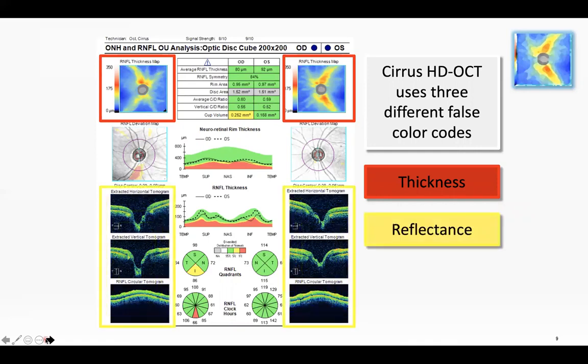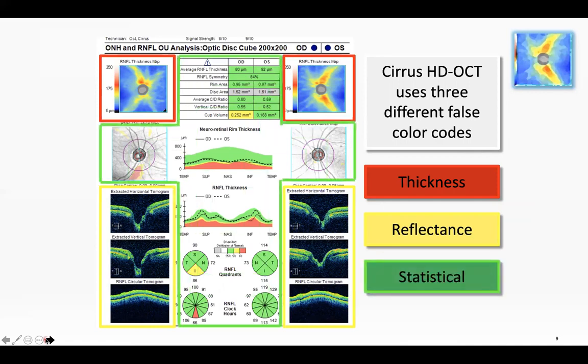For tomograms, we have the reflectance code, in which red means highly reflective tissue and black means no reflectance from that tissue. For the rest, where we have statistical comparisons, we have the statistical codes, where green and white are normal whereas yellow and red are abnormal. A correct understanding of these codes is essential for correct interpretation of these results.